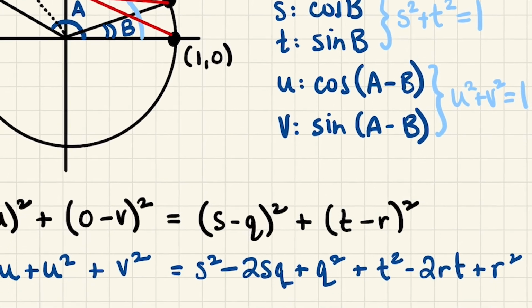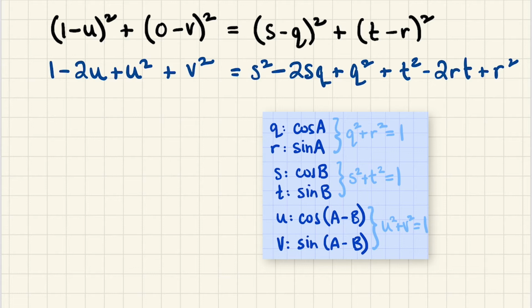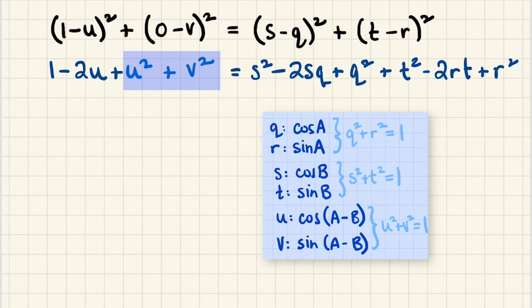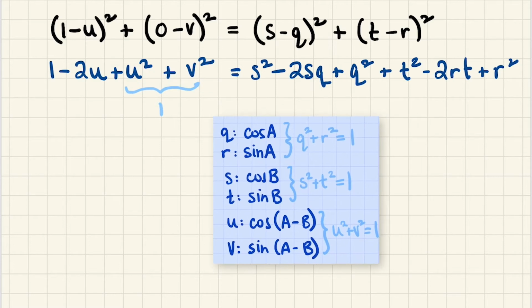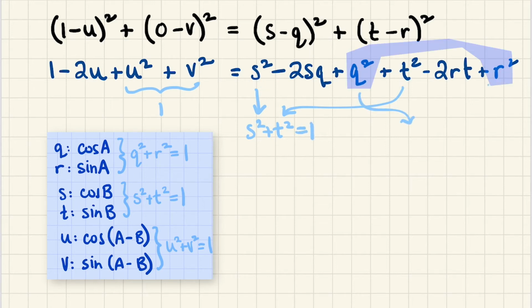Which means that in our giant identity that we're working with, if we encounter any one of these expressions, we can replace them with 1. And good news, those are all over the place here. Because look at this. We have u squared plus v squared, so that is 1. We have s squared plus t squared. And we have q squared plus r squared, which is 1.